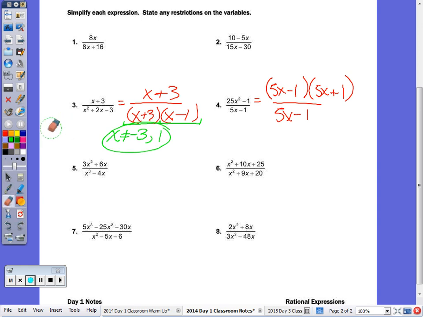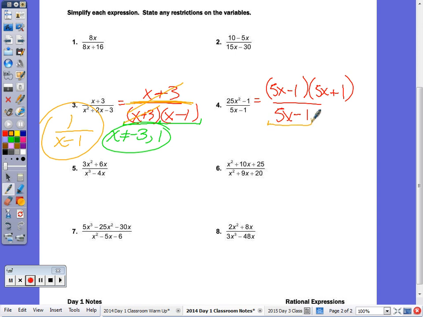Now the answer is what I get after I cancel out all my common factors. So cancel this with this. And what's in the numerator when I cross it out? This is still a fraction with x minus 1 in the bottom. But my question is, I cancel out the x plus 3 in the numerator. What's there when I cancel it out? A 1. So it's 1 over x minus 1. Let's do the restriction over here.